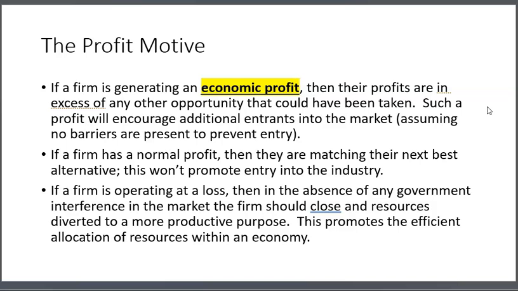Okay. And so when firms in an industry are earning an economic profit, that is sending a signal out to other firms that this is an industry worth getting into. There's also a term called normal profit. And a normal profit simply means that they are matching their next best alternative. A firm that's earning a normal profit is not going to cause anyone to enter or leave the market because there are alternatives elsewhere where they can have equivalent outcomes.